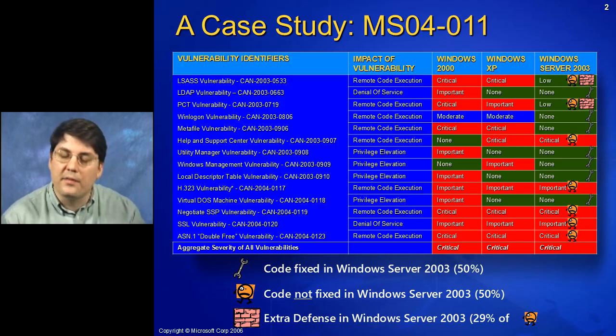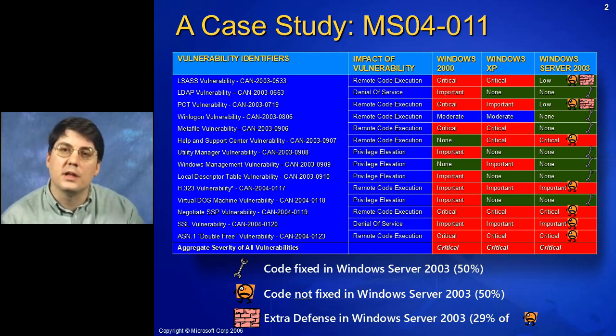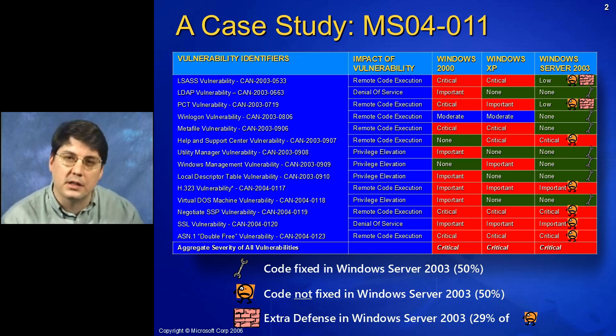Now, part of that is because we just fixed the code. Between Windows Server 2003 and Windows Server 2000, we fixed about half of these vulnerabilities through proactive code fixes. In some cases, we had no reason to know that there was a vulnerability there. It was just code health issues. In other cases, we could identify it as a specific security failure. But overall, we fixed about half of the vulnerabilities.